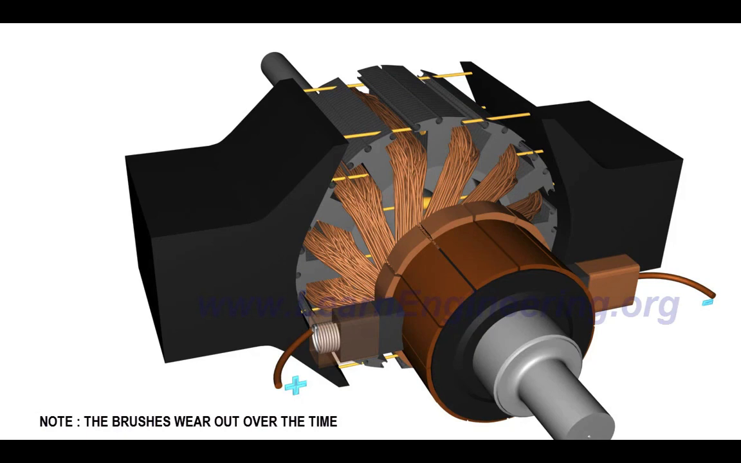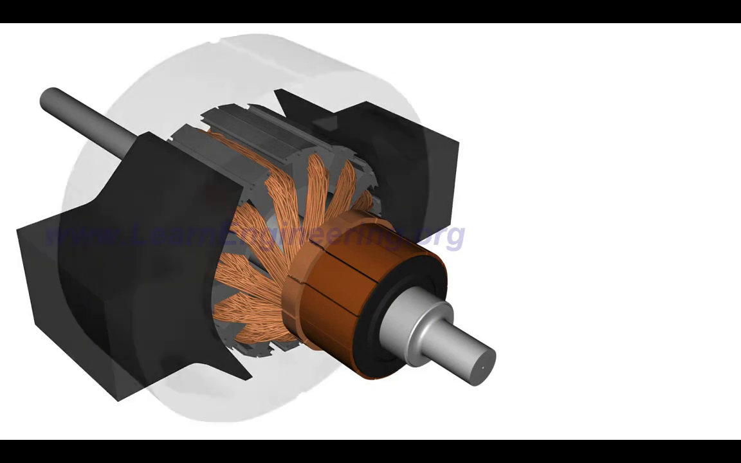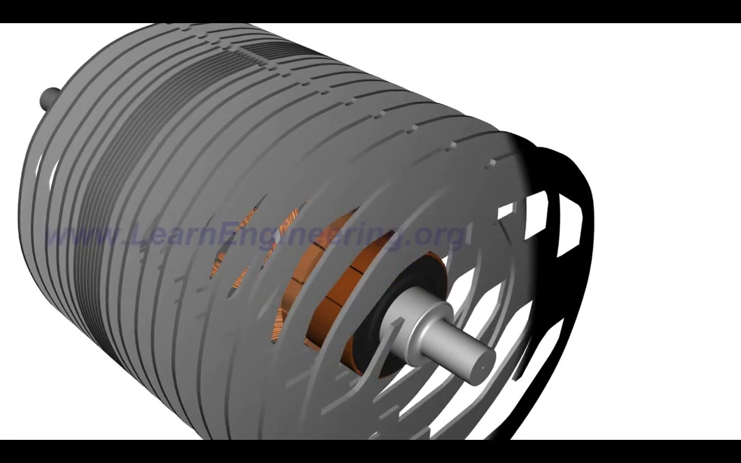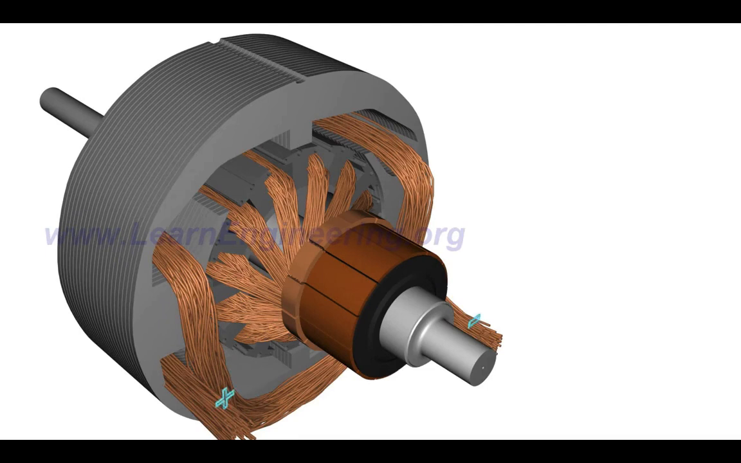Spring-loaded commutator brushes help to maintain contact with the power source. A permanent magnet stator pole is used only for very small DC motors. Most often, an electromagnet is used. The field coil of the electromagnet is powered from the same DC source.